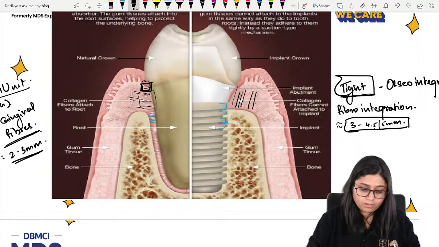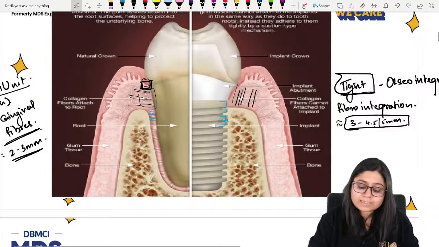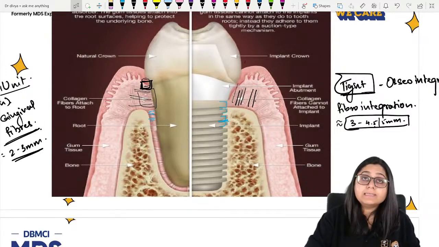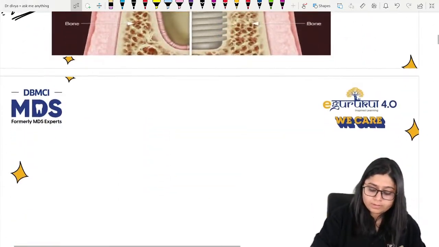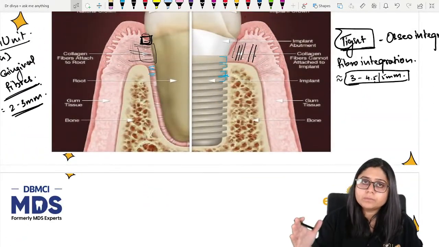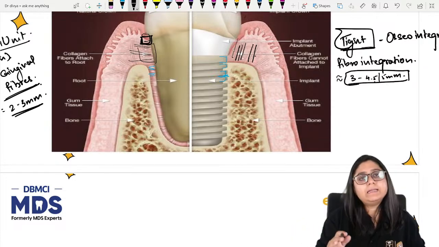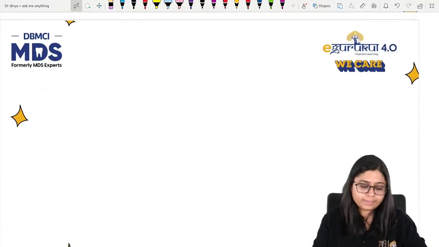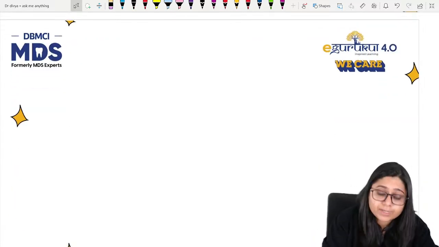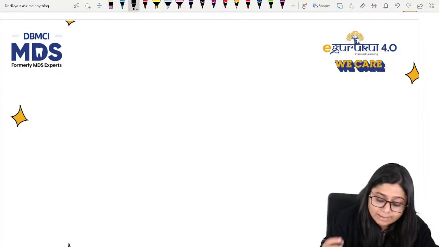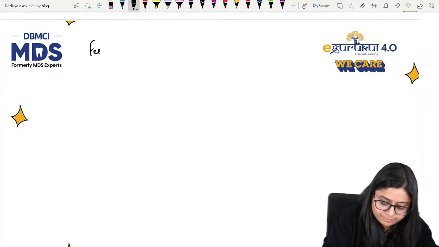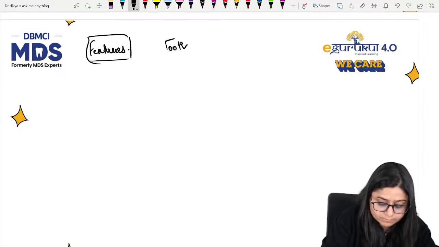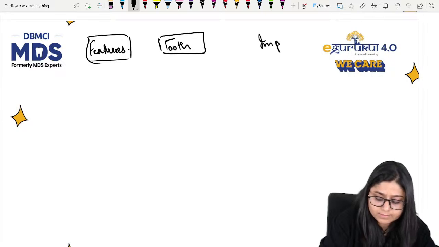Okay, so let us see the difference. I hope the junctions that are present between the implant and the tooth are clear from this image. The anchorage is directly with the bone in case of implants, and here the PDL is present, which is a soft tissue. Thus the tooth is mobile, shows some mobility. Okay, so let us see the difference between the tooth and the implant.